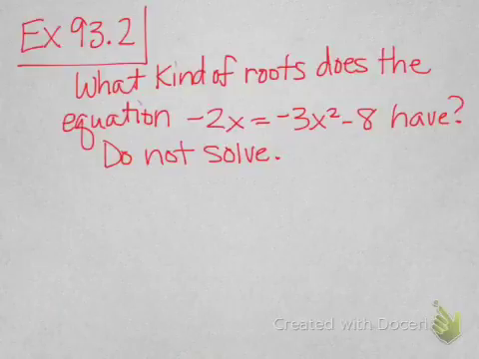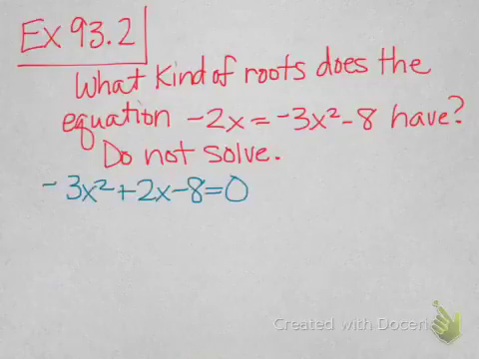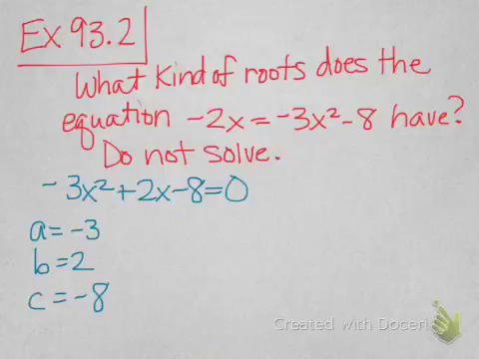Okay, next example. What kind of roots does the equation negative 2x equals negative 3x squared minus 8 have? Don't solve. So again, we're just looking for a, b, and c. So in order to do that, we need to put this in standard form. So we have negative 3x squared plus 2x minus 8 equals 0. Figure out a, b, and c. And then we just need b squared minus 4ac.